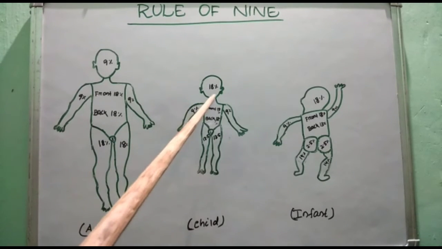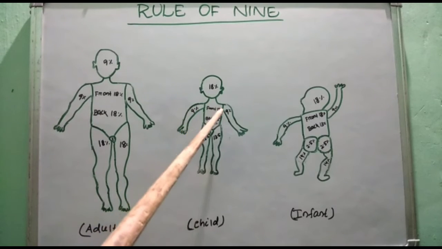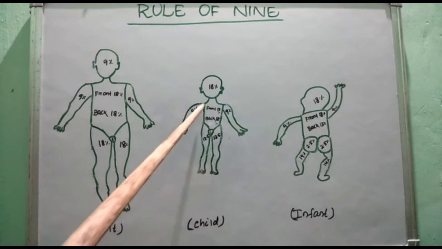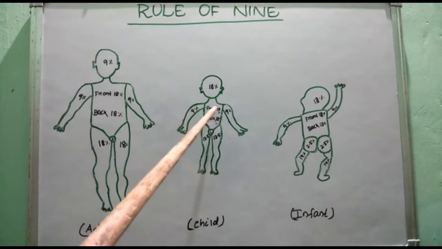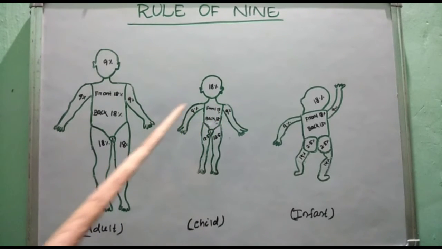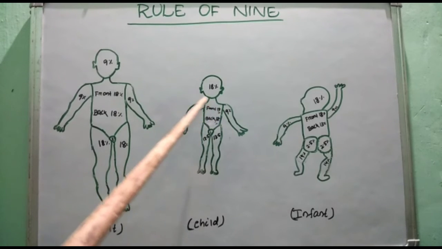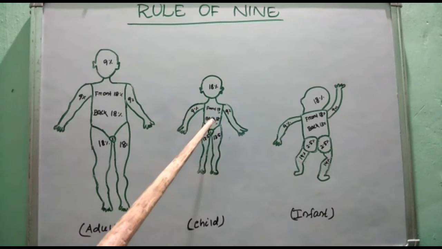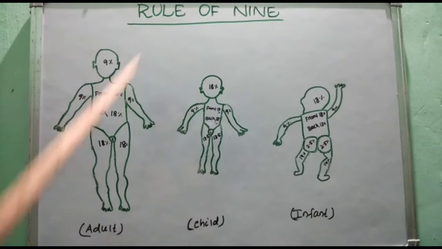If anterior portion of the trunk is bone, it is 18%. Means if front part of the child is bone, it is 18%. If posterior part of the trunk is bone, it is 18%. Means if back side is bone, it is 18%. Then if genitalia is bone, it is 1%.